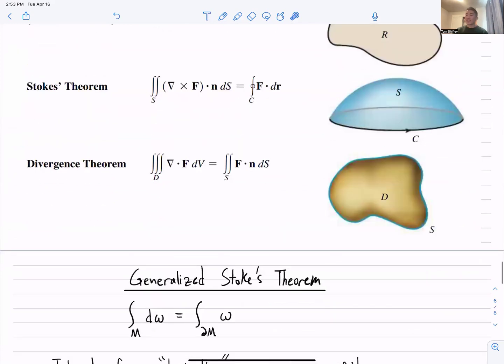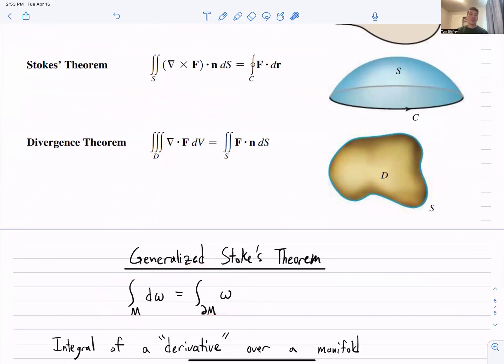So this is a really cool idea. Generalized Stokes theorem is a very, very deep mathematical thing where there's no way we could ever even touch it. But I wanted you to know that there is a deeper underlying principle.